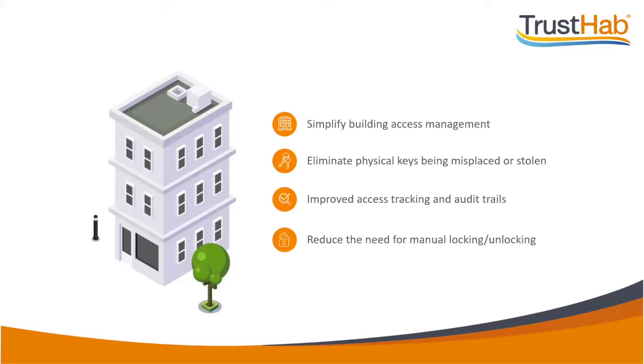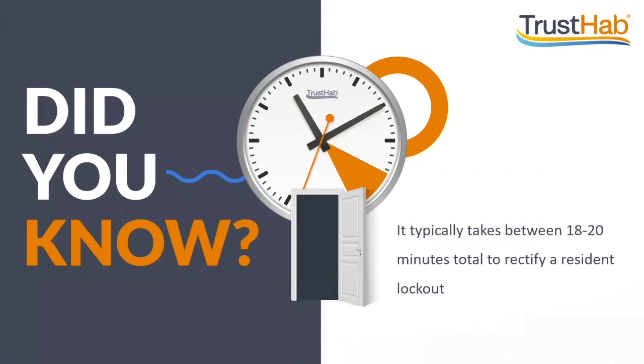Additionally, eliminate the risk of forgetting to lock or improperly locking any doors. Yeah, spot on, Gemma. And we've heard from some of our partners that it usually takes 18 to 20 minutes total to handle a lockout, from reporting to getting the key to the resident. So you can literally shave that workflow down to just a couple minutes or less by using the platform. And you can even do it from the safety of your office, or at the very least, from more than 6 feet away from the resident.